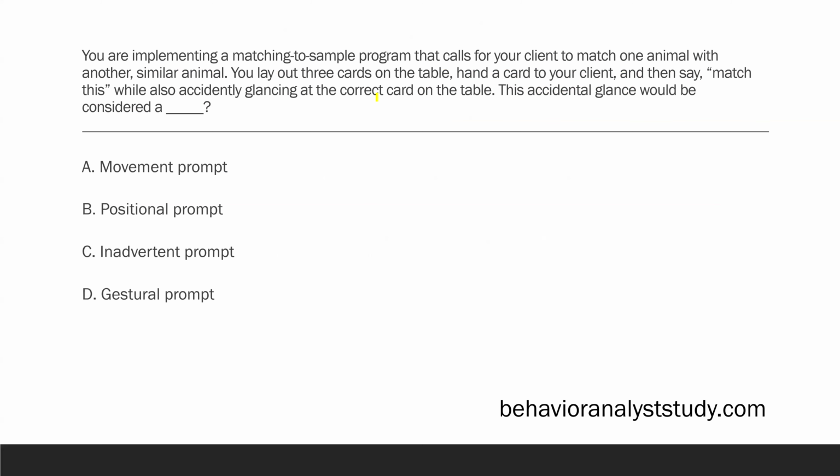You're implementing a matching to sample program that calls for your client to match one animal with another similar animal. You lay out 3 cards on the table, hand a card to your client, and then say match this, while also accidentally glancing at the correct card on the table. The accidental glance will be considered a blank. Pretty easy question here. We are thinking about the accidental glance here. Now, what do we know about this situation? We know we're teaching matching to sample. The client has to match one animal with another.